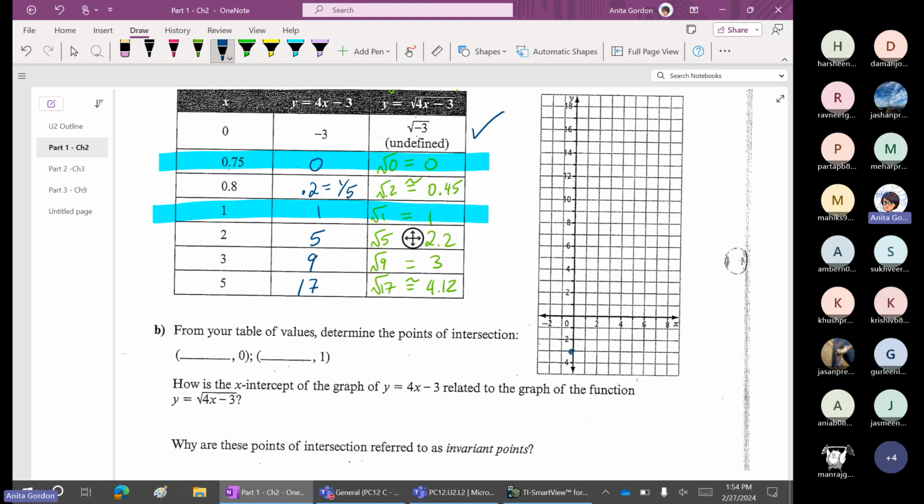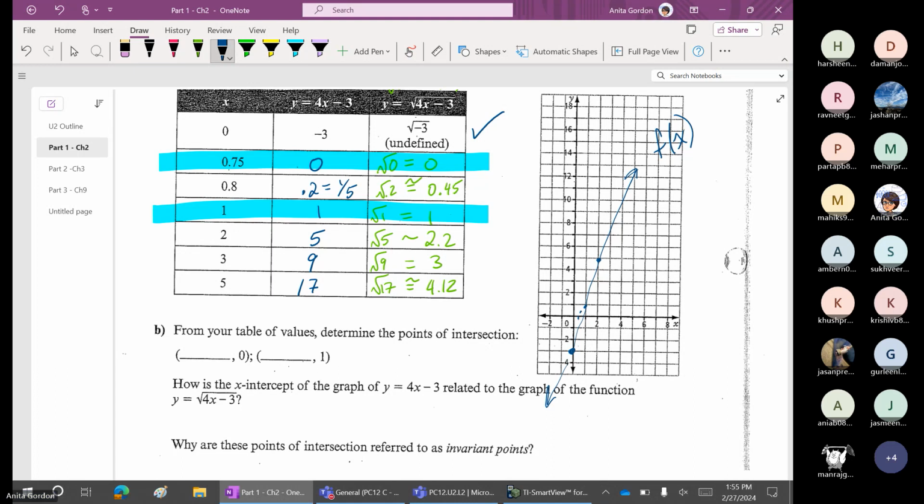0.0 is -3. 0.75 is at 0. 0.8 is at 0.4, so it's a little bit higher. And then 1, 1, 2, 5, and good enough. There's my line. My hand is a little bit shaky. But this is the graph of f of x.